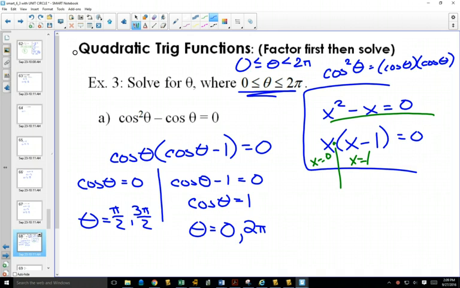Yes? Which homework in particular? So this question ends up having 4 answers.